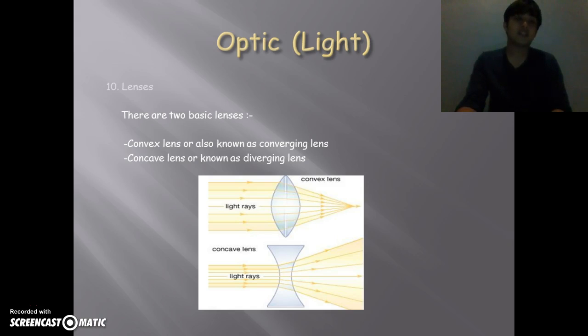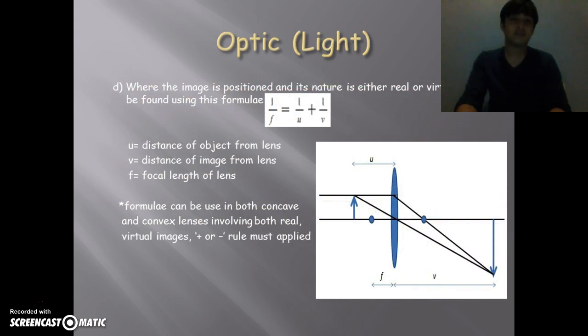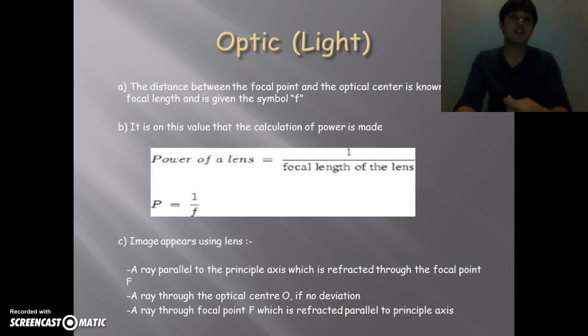So number 10, lens. There are two basic lenses, convex lens and concave lens, as you have learned before. The distance between the focal point and the optical center is known as the focal length, and is given the symbol f, the minor f. In this formula right here, you can see that if you want to calculate the power of a lens, you just have to divide 1 by the focal length of the lens.